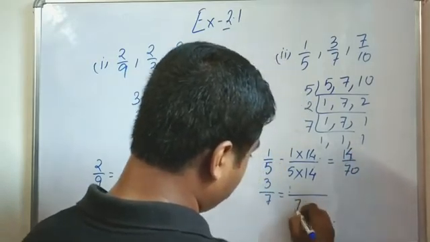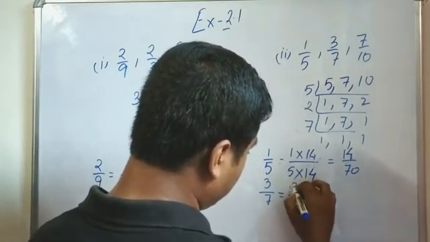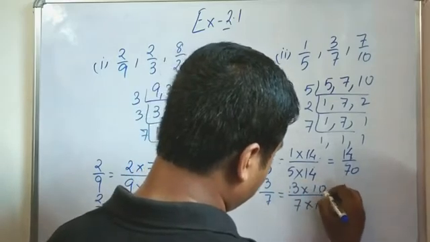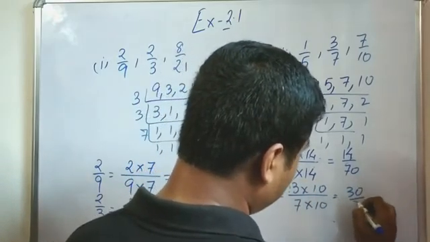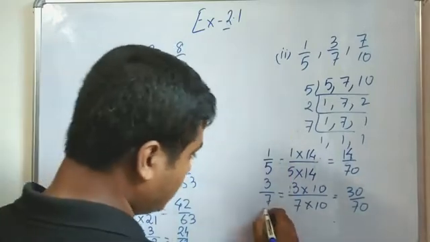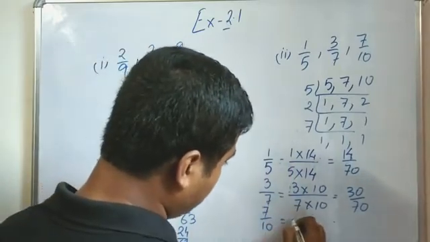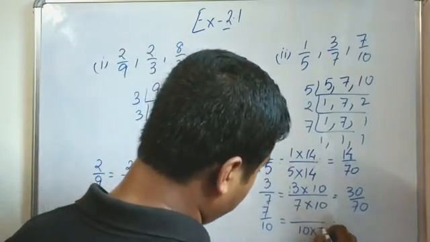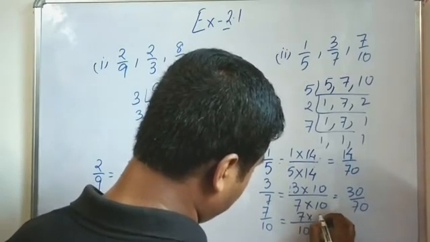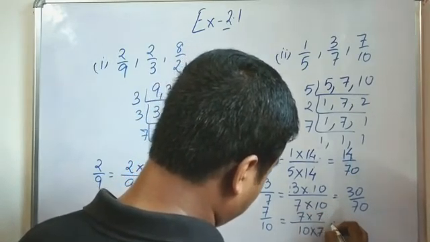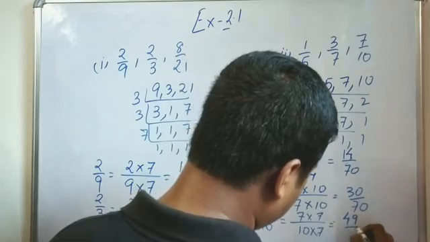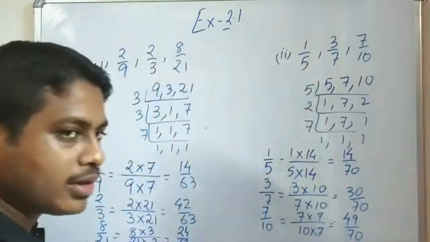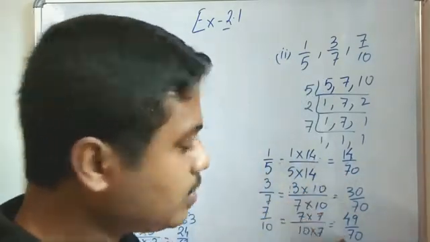The same way, 7 into 10, 3 into 10. So it will be equal to 30 by 70. Goes to the next number, 7 by 10. So it will be 10 into 7, 7 into 7. So it will be 49 by 70. So again you can see that the denominator has been changed to 70.